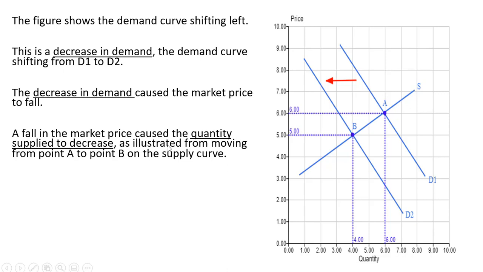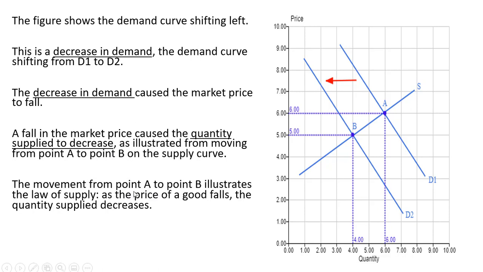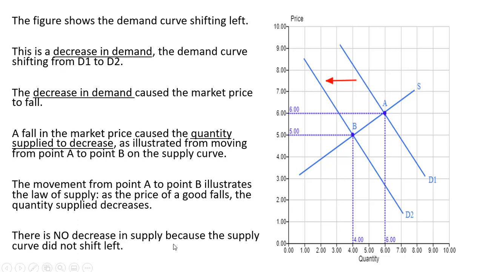The fall in the market price caused the quantity supplied to decrease. So in this diagram, there is no decrease in supply. The supply curve did not shift. We just moved down and along the supply curve, and the language we're going to use for that is the quantity supplied decreased. So the movement from point A to point B illustrates the law of supply. As the price of a good falls, the quantity supplied decreases. There is no decrease in supply, once again, because the supply curve did not shift left.